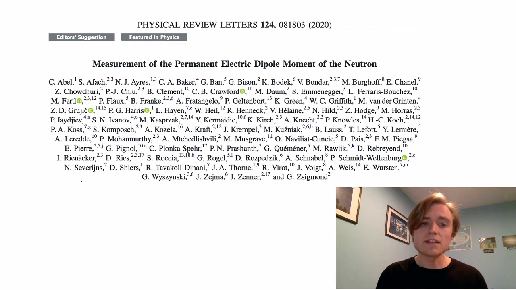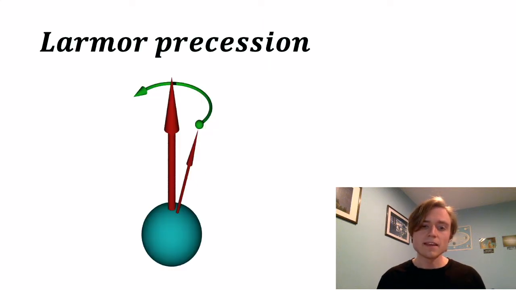Well, they did it through a process known as Larmor precession. Now this is a process where if you take a particle like a neutron, which has a property known as spin, and put it in a magnetic field, and if you slightly misalign the spin axis of the particle with the magnetic field lines, you'll have the particle precessing on its spin axis around the magnetic field lines. And the frequency of this precession is determined by both the magnetic dipole and the electric dipole of the particle.